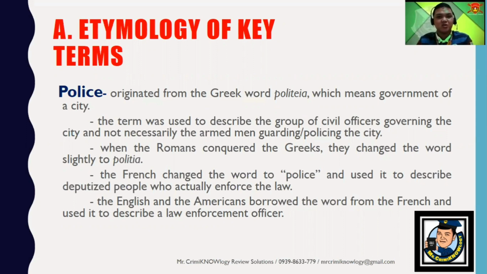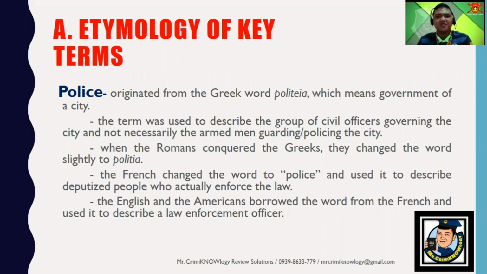Number one, of course, the word police. Police originated from the Greek word politeia, which means government of a city. By that etymological term, we will know what the function of the police is. Literally, it means government of a city. The term was used to describe the group of civil officers governing the city and not necessarily the armed men guarding or policing the city.